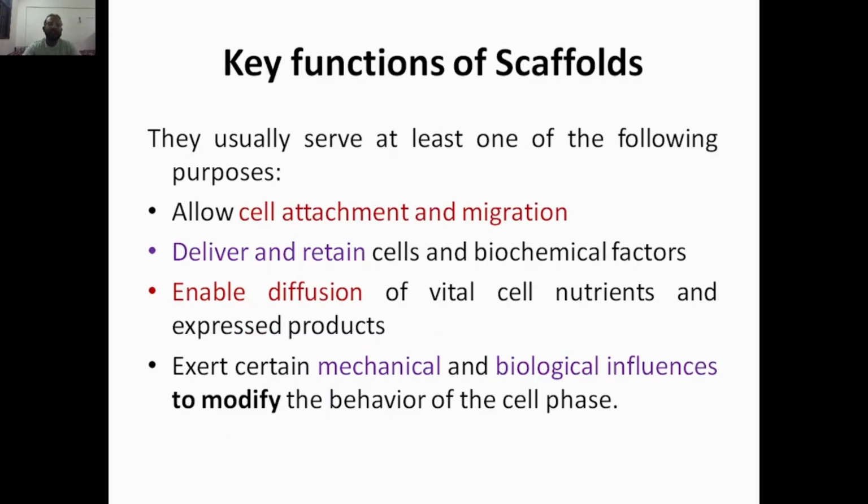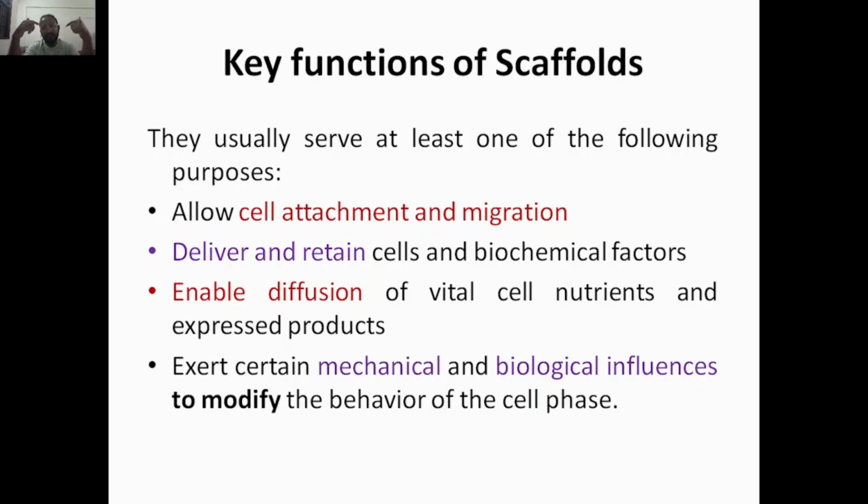Okay. So key functions of scaffolds, they usually serve at least one of the following purposes. There are 4 purposes. Any one of the purposes is enough, depending on what the particular patient requirement is. So first thing, it allows cell attachment and migration. That means the seeded cells inside the scaffold or extracellular matrix, it has to allow them to attach on their cell surface, and the migration.